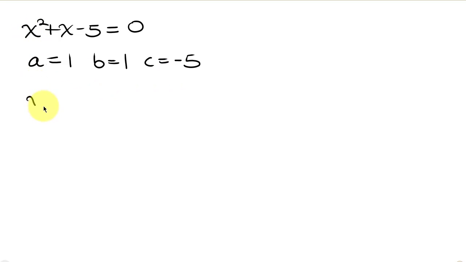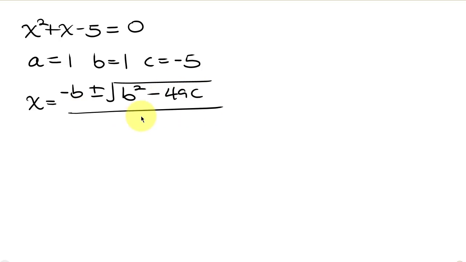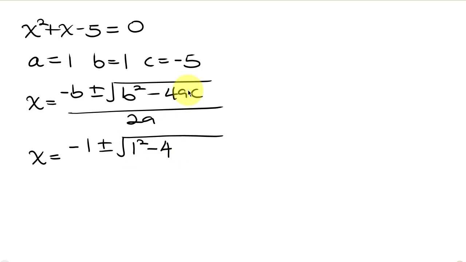Since we're looking for x, x will be, using the quadratic formula, negative b plus or minus the square root of b squared minus 4ac all over 2a. So let's substitute. x will be negative b. What is b? b is 1, plus or minus the square root of b is 1, so 1 squared minus 4 times a times c. a is 1 times c. c is negative 5, all over 2 times a. That is 2 times 1.